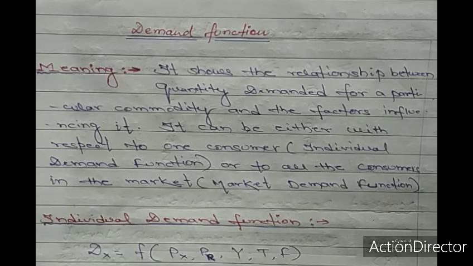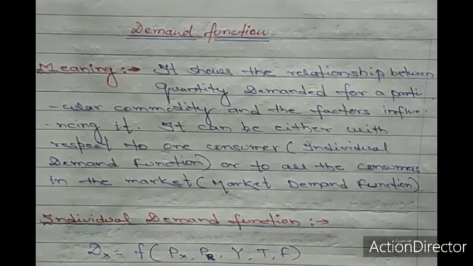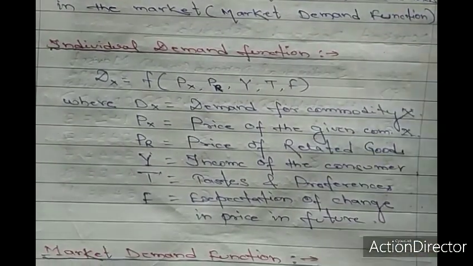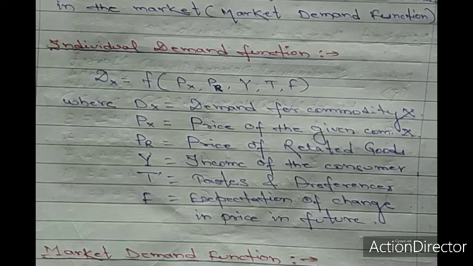Basically, just see on the screen, what is individual demand function. Individual demand function is the functional relationship between individual demand and the factors affecting individual demand. Those are the factors which influence individual demand and the quantity demanded.